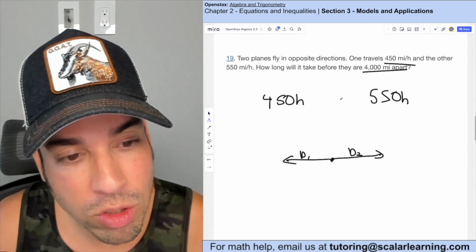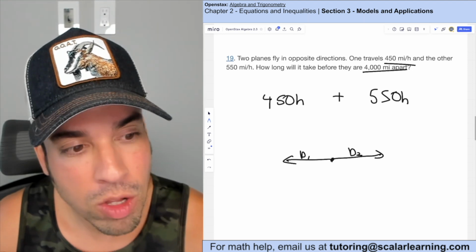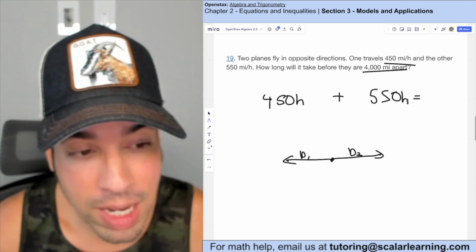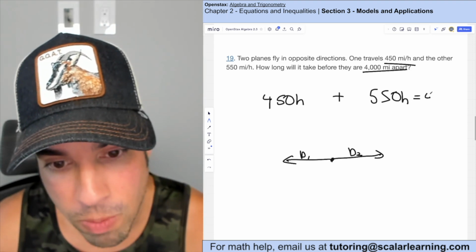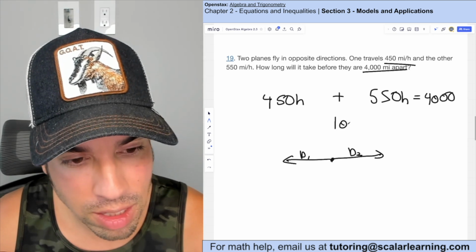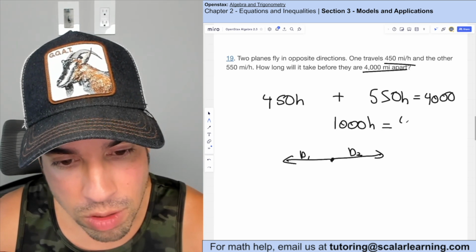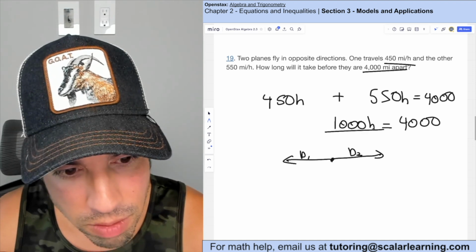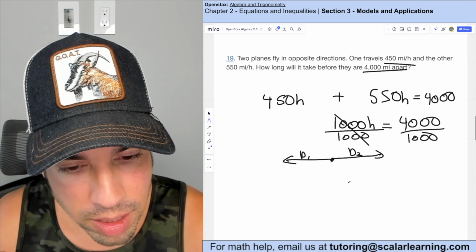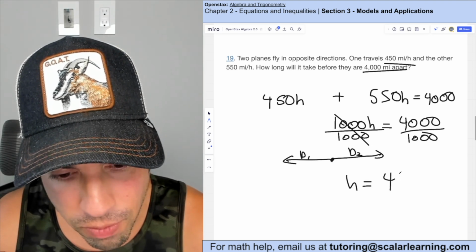So all we have to do is we're just basically saying, hey, how many hours will the total distance of these two equal 4,000 miles? So now we solve for H. So we add those together. That's 1,000. H equals 4,000. Divide by 1,000. Boom, boom. And H equals 4. So it'll be 4 hours.